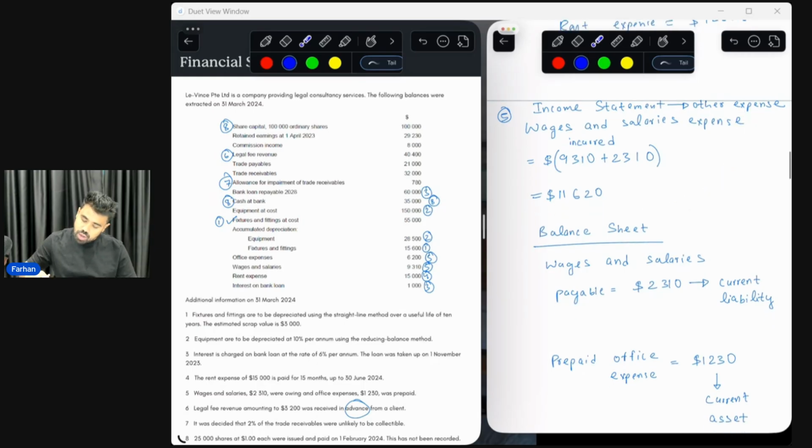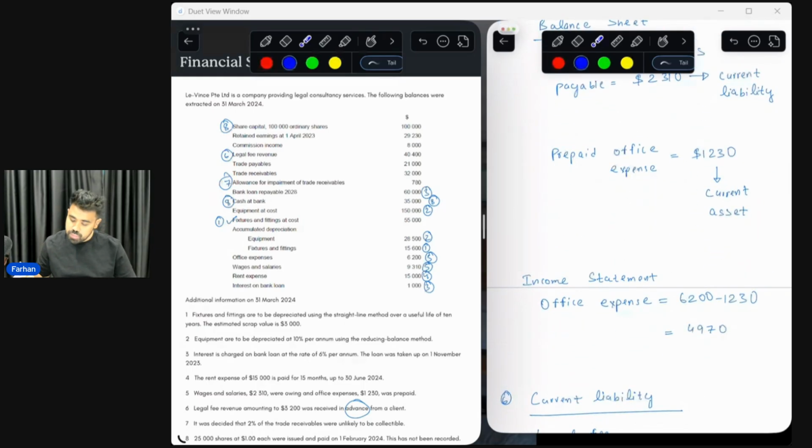Okay, what about office expenses, given that we have prepaid $1,230? So if you have got office expenses here, which is $6,200, this $6,200 already includes the $1,230 amount, which is prepaid, okay? So $6,200 is the total amount paid for office expenses. So what we want to do is separate between the amounts for the current year and the next year. So that gives us an amount to be included for office expense of $4,970 as part of our other expense when you prepare the statement of financial performance.